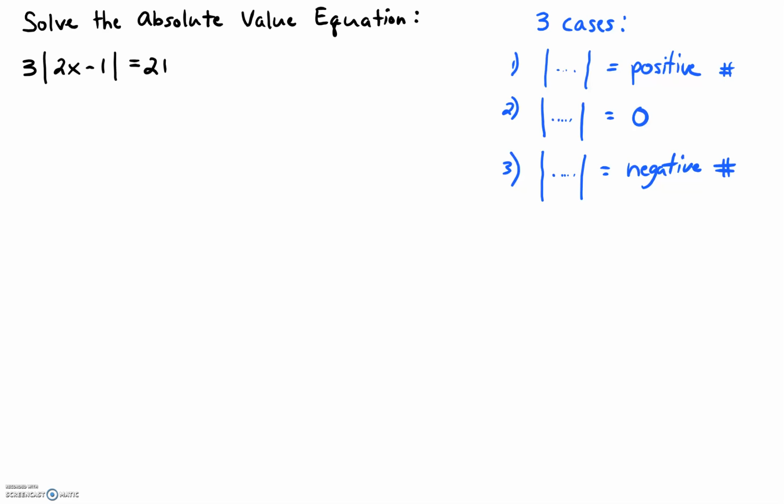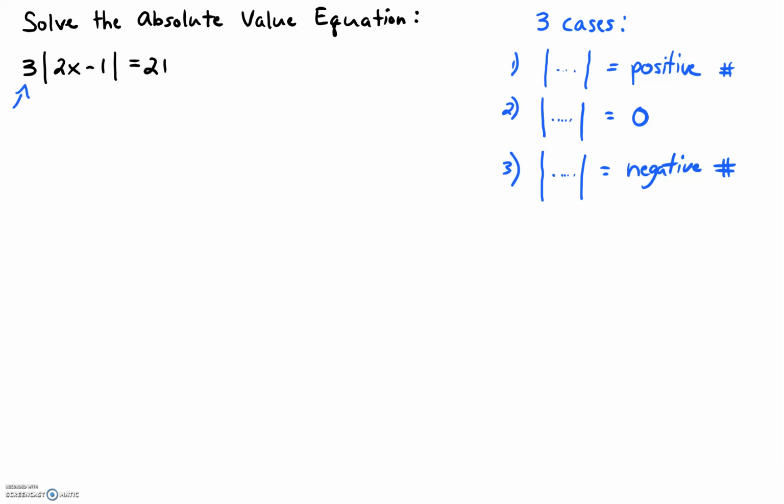The first step is you want to isolate the absolute value term. You want to get it by itself on one side of the equal sign. So for this particular problem, we want to get the absolute value of 2x minus 1 by itself. And the only thing standing in the way is that it's currently being multiplied by 3. So our first step would be to divide by 3 and get the absolute value term by itself.